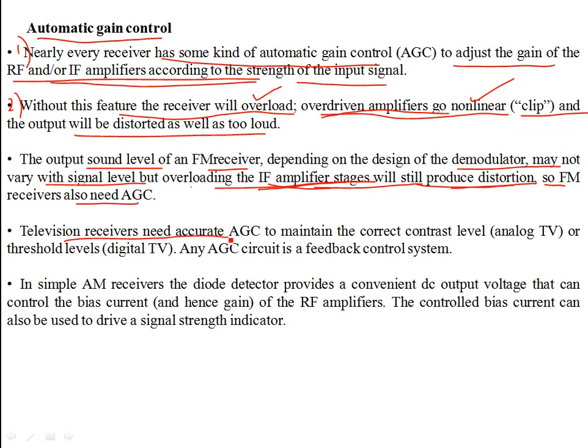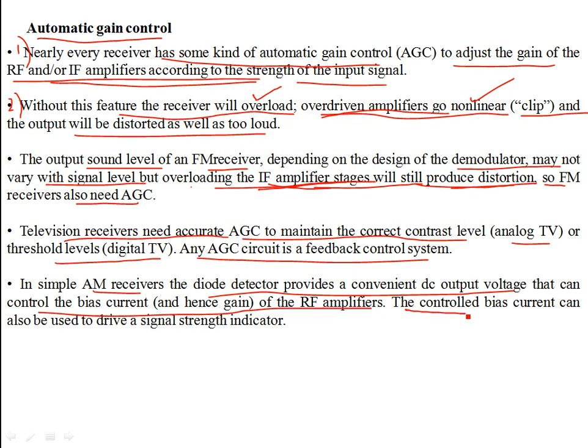Similarly, television receivers also need accurate AGC to maintain, for example, the correct contrast level in analog television, or threshold levels in digital televisions. Any AGC circuit is a feedback control system. So in simple AM receivers, the diode detector provides a convenient DC output voltage that controls the bias current and hence the gain of the RF amplifier. The controlled bias current can also be used to drive a signal strength indicator.